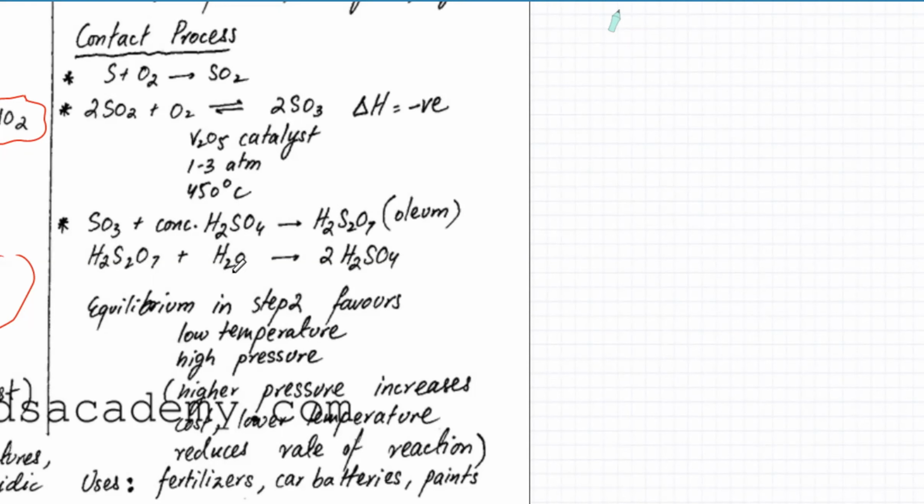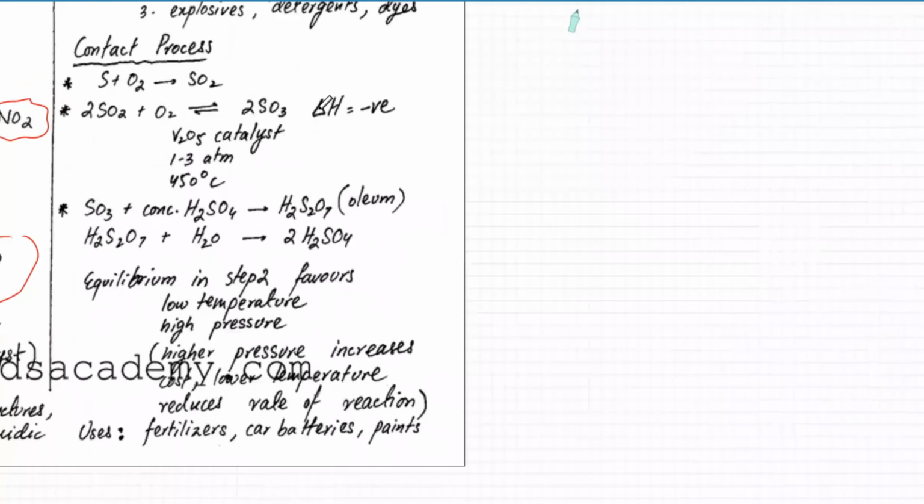And again, most of the questions related to this would be related to equilibrium, how to favor the forward reaction, how to increase the yield. It's an exothermic reaction, so low temperatures are used. The forward side has fewer gas moles, so high pressures are used. But again, higher pressure increases cost and lower temperature reduces the rate of reaction, so you don't really use a very high pressure or a very low temperature. And it's used in car batteries, paints, and fertilizers are made from sulfuric acid. So that's pretty much it.